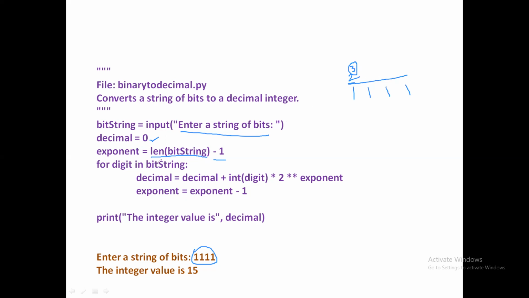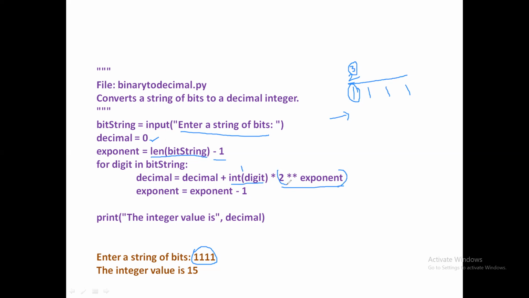Okay, so for each digit in bit string, that means we consider 1 bit at a time from the bit string, and we move from left to right. We will calculate the decimal equivalent as decimal is equal to decimal plus int of digit. Digit is a string actually. Now we convert it into 1. Int of digit converts it into 1, into 2 power exponent. So you should understand this is the operation. It's going to be evaluated first.